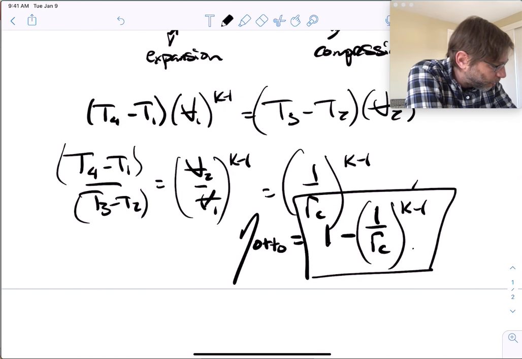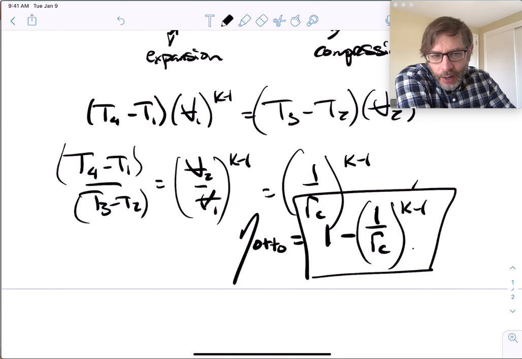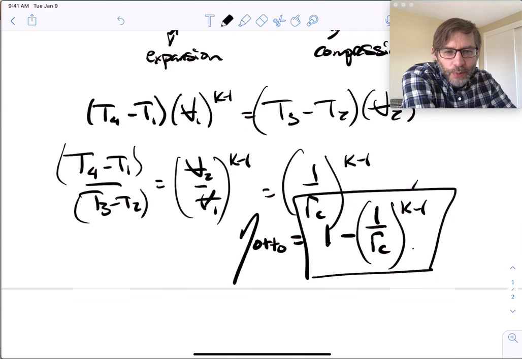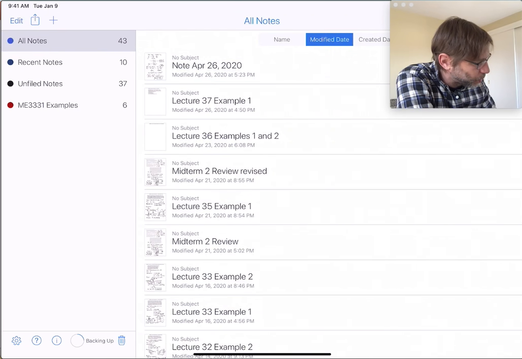All right. So really, what happens is the higher the compression ratio, the higher the ideal thermal efficiency of an Otto cycle, which is why engines are always trying to raise the compression ratio higher and higher in order to achieve higher and higher thermal efficiency and higher fuel economy. Okay. That's just an interesting aside.